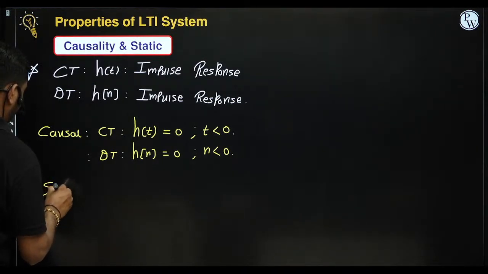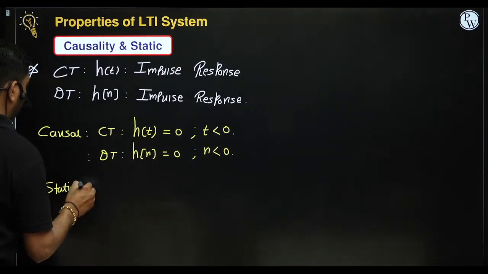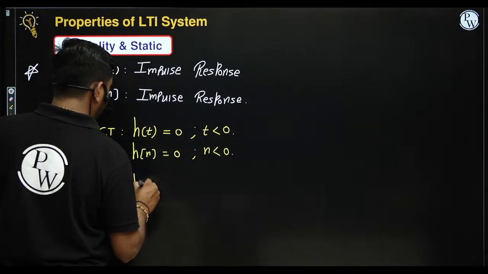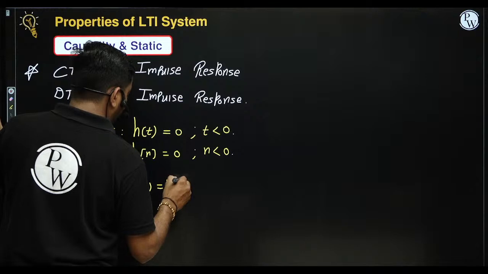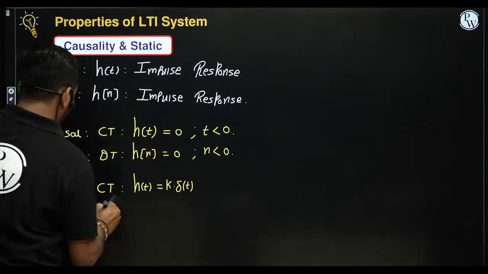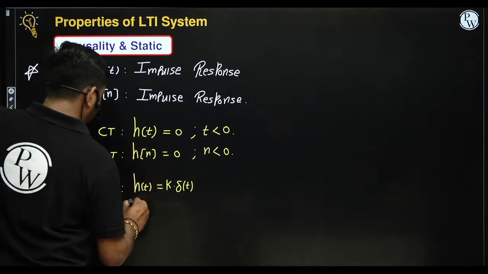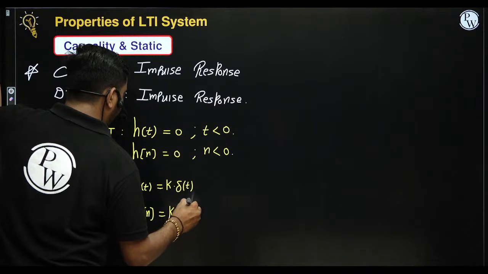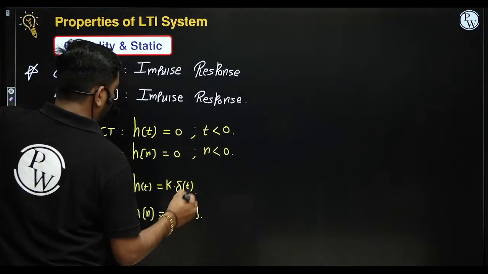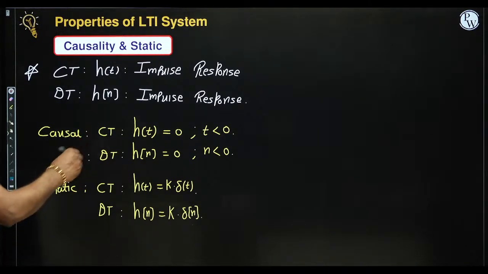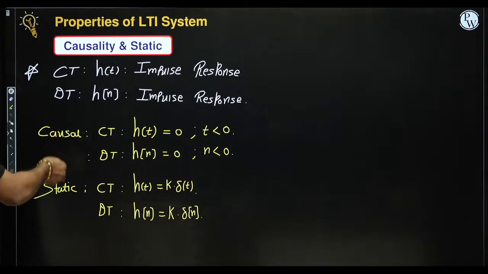And a system is said to be static only if the impulse response is an impulse function itself. So here h of n is equal to k into del n, correct? Fine. So in this case only a system is said to be causal and static.